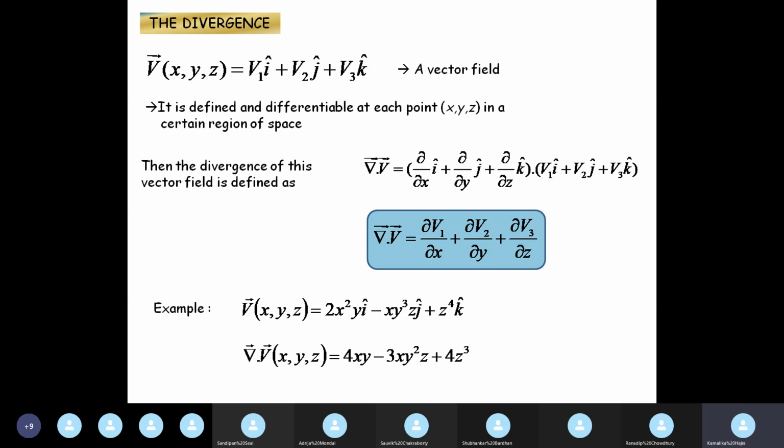In case of divergence it is easier, because for each term you have to take the partial derivative. For x you have to differentiate only the first component, only the x component. For y you have to differentiate only the y component, and for z you have to differentiate only the z component. So it's very easy. That's what I was telling you, just remember that it is a scalar.